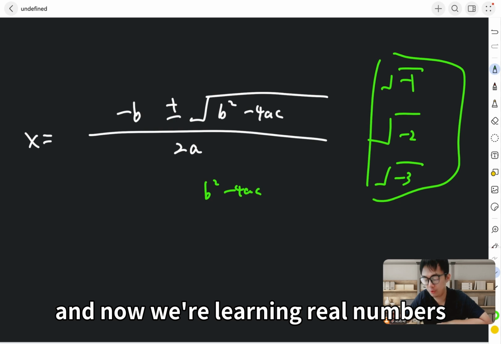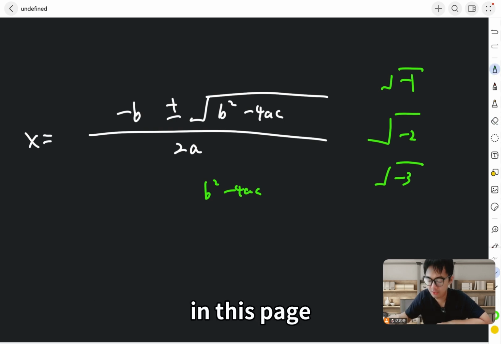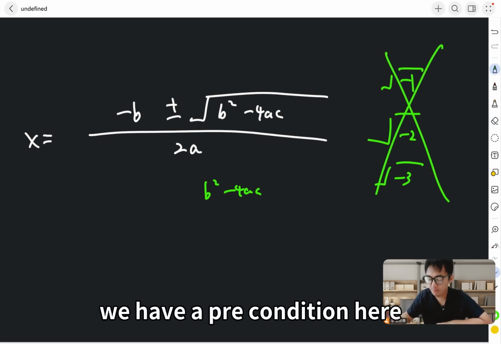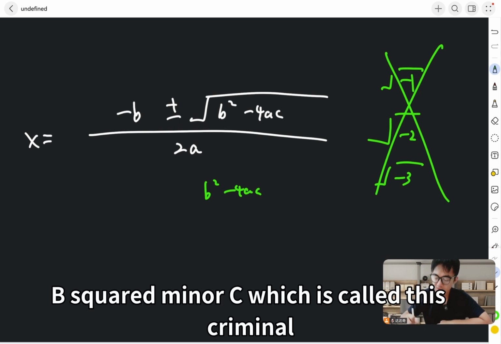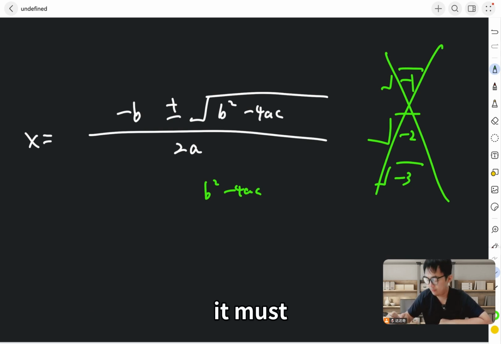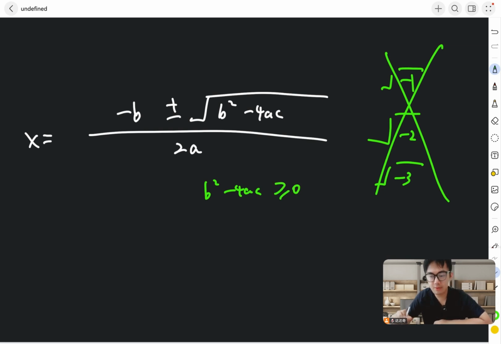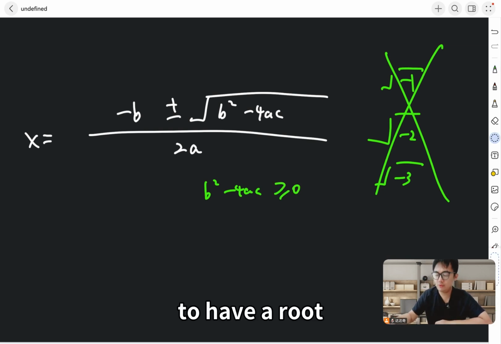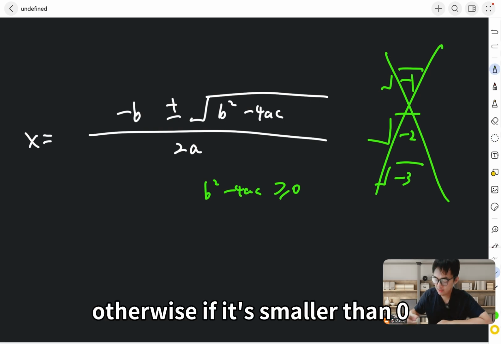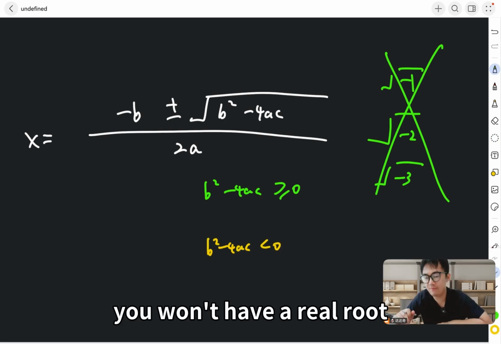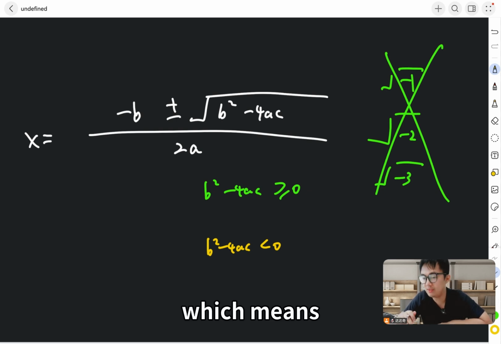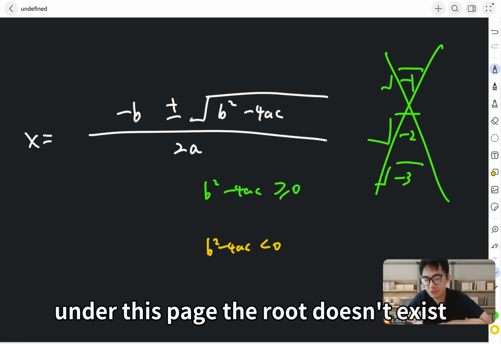And we're learning real numbers at this stage. So we have a precondition here. b squared minus 4ac, which is called the discriminant, must be greater than or equal to 0 to have a root. Otherwise, if it's smaller than 0, you won't have a real root, which means at this stage, the root doesn't exist.